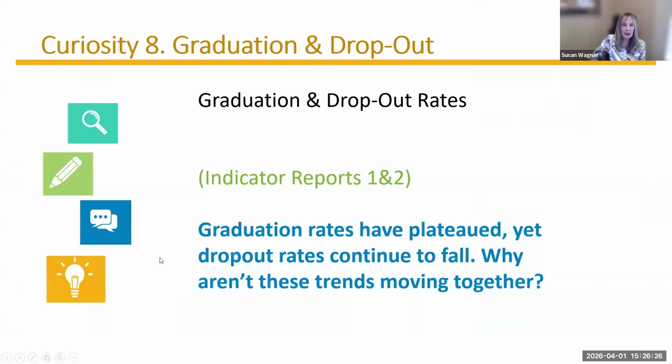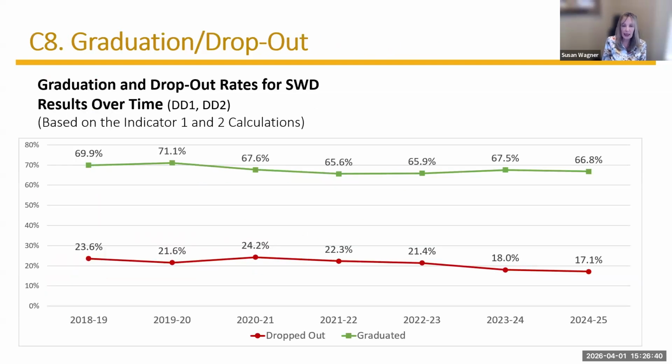All right, let's look at graduation and dropout. So the question here is graduation rates have plateaued, yet dropout rates continue to fall. Why aren't these trends moving together? Let's look at some data.